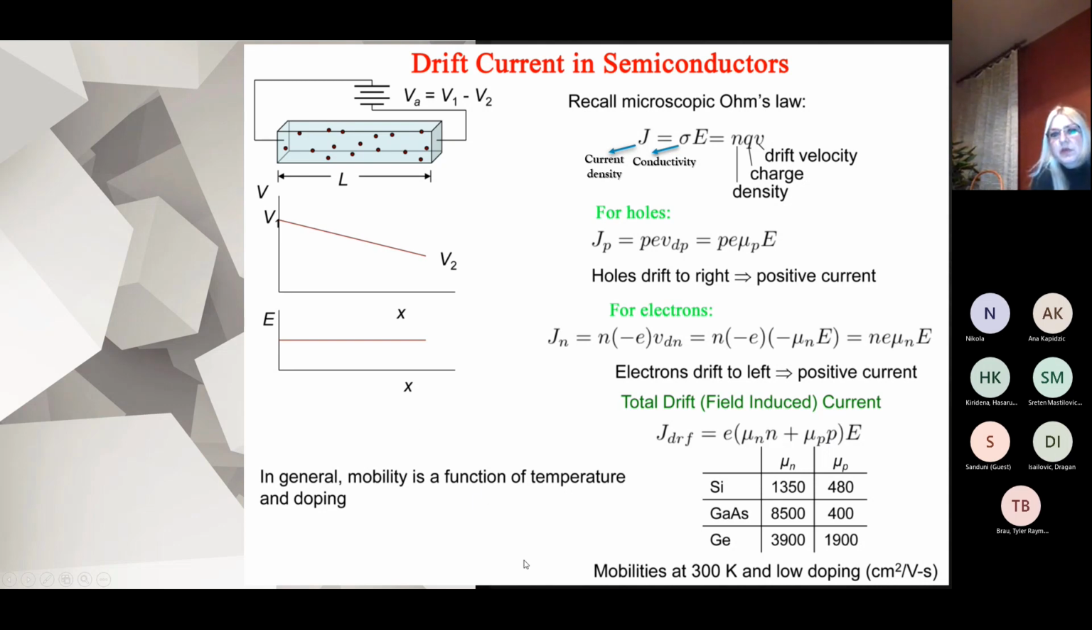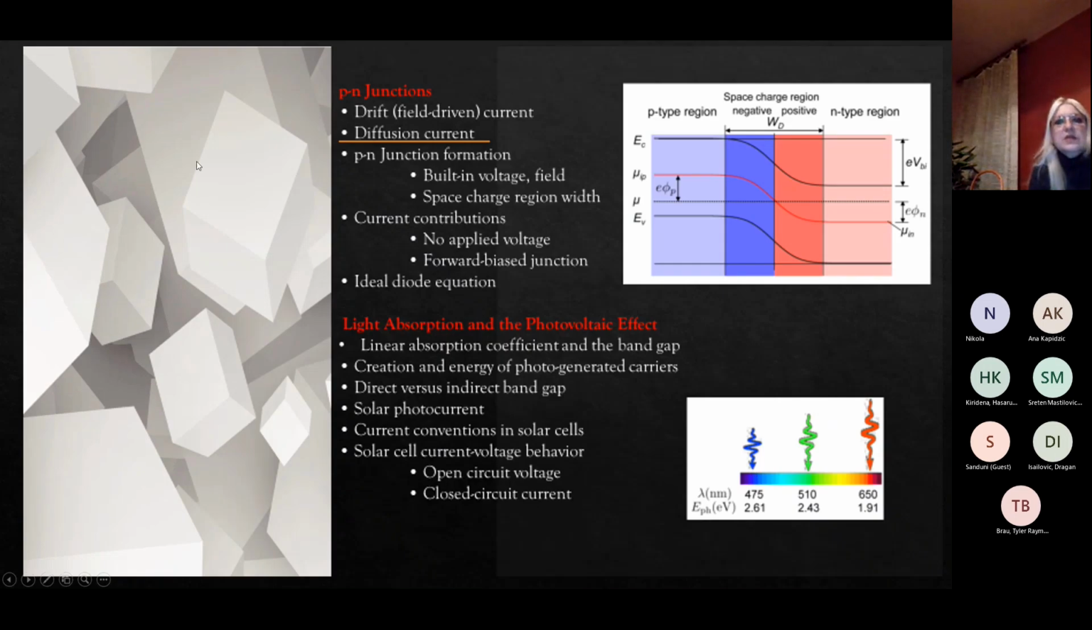Just to remind you of something we said about mobility, which can be interesting here. In general, mobility is a function of the temperature and also the doping. And here we give some values of the mobility of electrons and holes for different semiconductors: silicon, gallium arsenide, and germanium. Usually mobilities are given at 300 Kelvin and for low doping concentration. Usually the mobility of electrons is much higher than that of holes because of the lower effective mass of electrons.